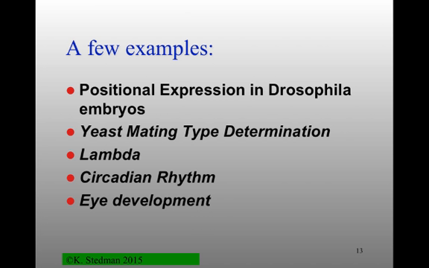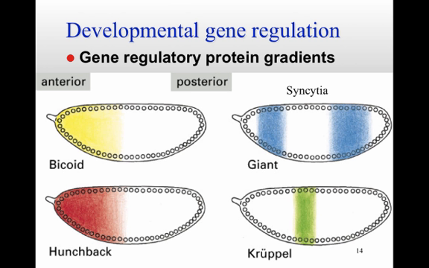So we'll start out talking about positional expression in Drosophila embryos. So why should we do this? Well, mostly because Drosophila has turned out to be an extremely good model organism for understanding gene regulation, and particularly combinatorial gene regulation, as we'll see in the next couple of slides here.